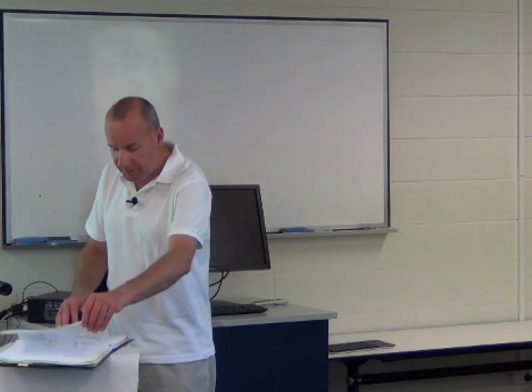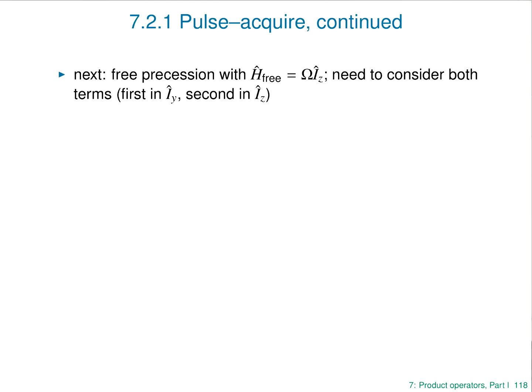Now, we haven't quite finished this yet because, remember, we're doing the pulse-acquire experiment, and so far we've only described the effect of the pulse. And we now need to describe what happens during the delay, where we have the free precession delay. So let's do that part. So during the free precession delay, the Hamiltonian is different, right? The Hamiltonian for free precession is omega Iz. And we need to consider the effect of this term on both the term in Iy and the term in Iz.